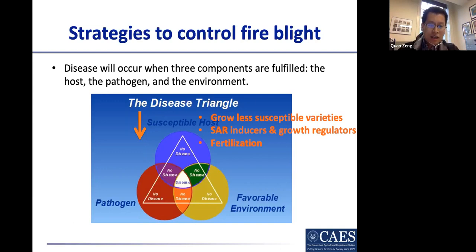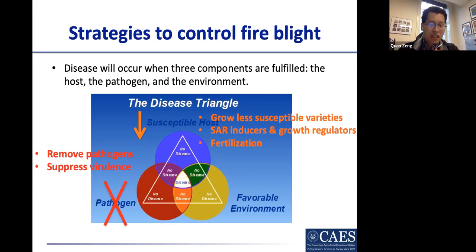The most commonly used strategy to limit disease is to target the pathogens. The pathogens can be killed on the plant surface by spraying antibiotics or other organic or non-organic bactericides and biological controls. Or they can be removed by pruning when the pathogens are internally present in the shoots and branches.